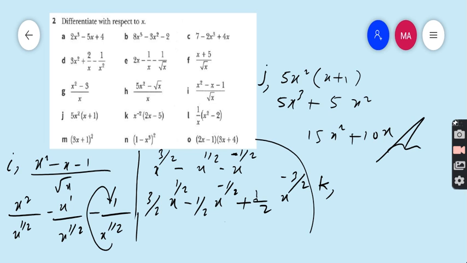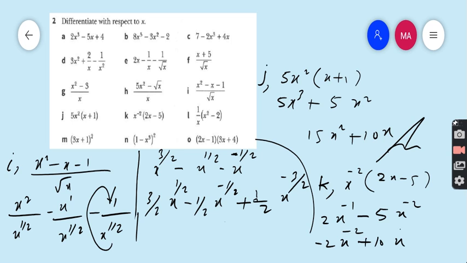Move to part K. x to the power minus 2 into 2x minus 5. So x to the power minus 2 into 2x is 2x to the power minus 2 plus 1, which is minus 1, and x to the power minus 2 into 5 is minus 5x to the power minus 2. Now find the derivative. Minus 1 multiplied by 2 is minus 2, x to the power minus 1 minus 1 is minus 2, then minus 2 into minus 5 is plus 10, and x to the power minus 2 minus 1 is minus 3. The final answer of part K is minus 2x to the power minus 2 plus 10x to the power minus 3.